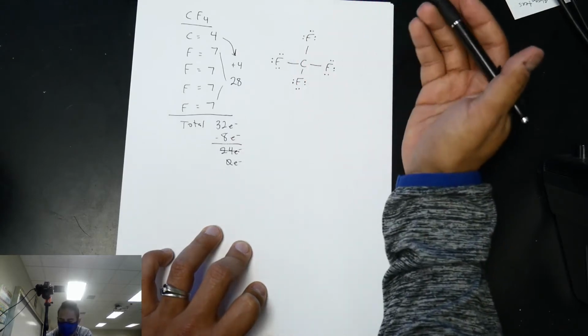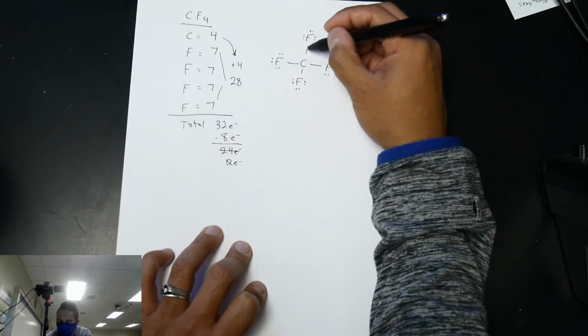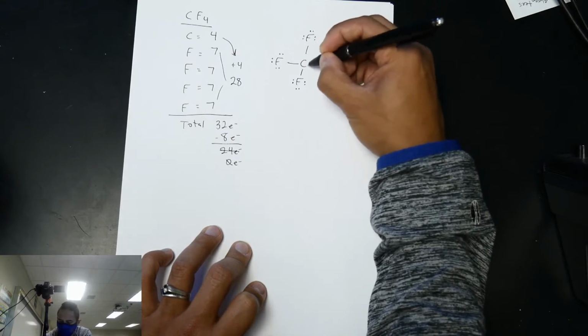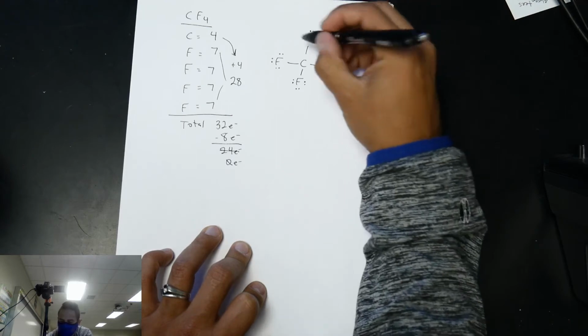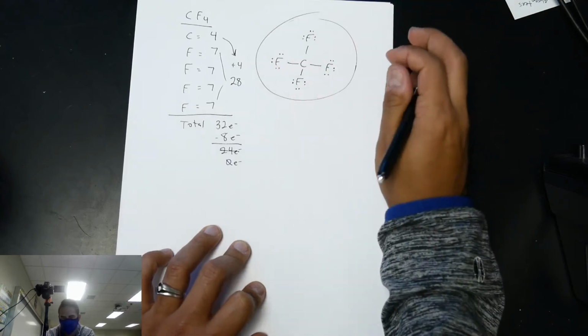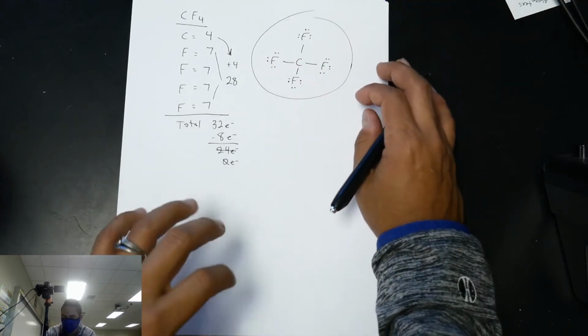Let's make sure the octet rule is being satisfied. On the carbon, we have 2, 4, 6, 8 electrons, so that's good. And on the fluorines, we have 2, 4, 6, 8 electrons, so that's good. So here is our structure. So that's step 1. We've got to draw our Lewis structure.